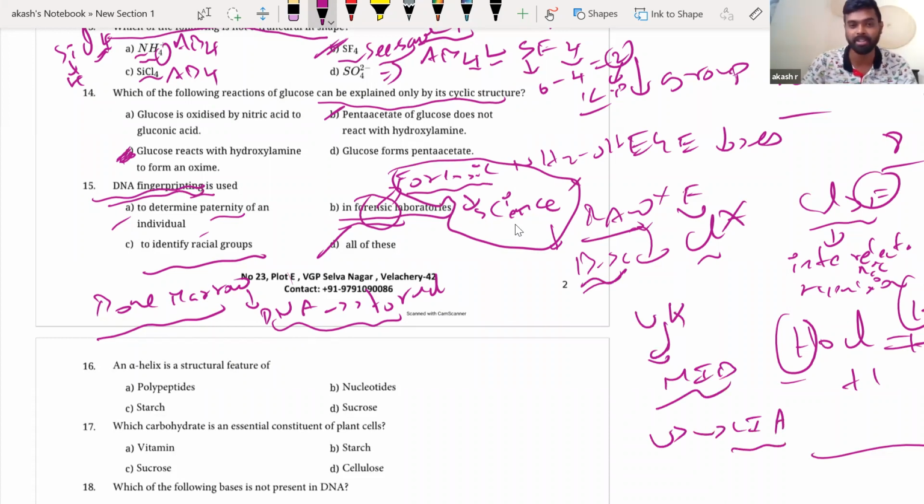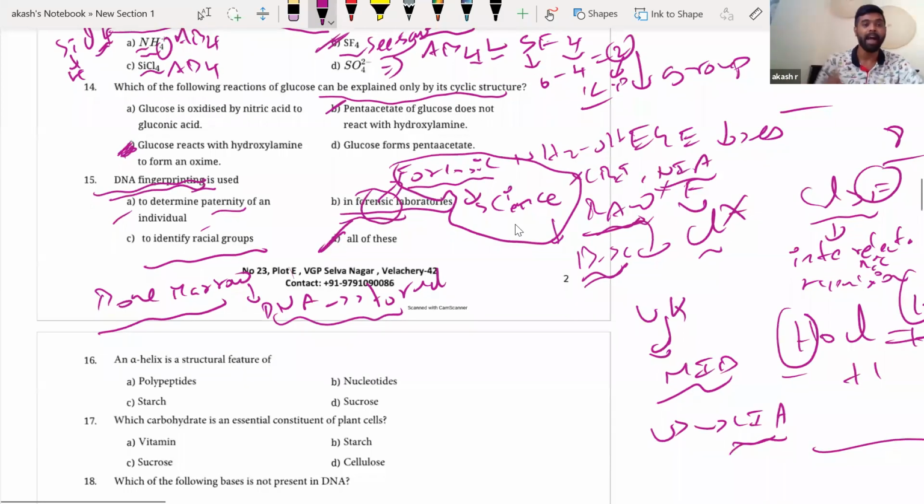You will be going on these missions. If you study not exactly forensic science, but still, if you're an expert, you'll be able to join these forces, RAW or say CBI. What else is there? So many things are there. NIA. All these things you'll be able to join in India. Obviously, you cannot join the CIA. Anyways, DNA fingerprinting is used in all of this: forensic science, individual paternity, identifying racial groups, all of this.